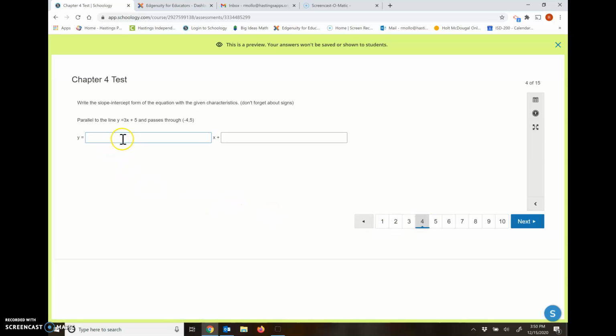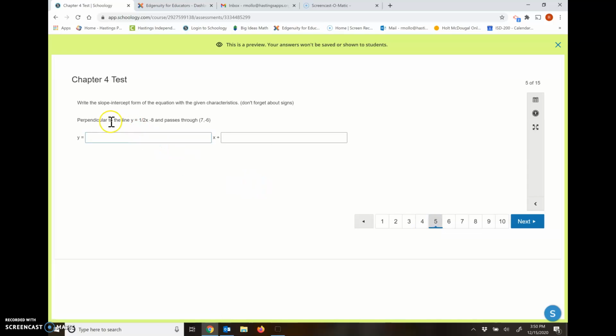Here, it's almost the same thing as number 3. I want you to find a line that's parallel to y equals 3x plus 5, and it goes through those points. So again, I'm kind of giving you the slope because I'm telling you it's parallel to this line, and again, I'm giving you an x and a y. You need to figure out the y-intercept.